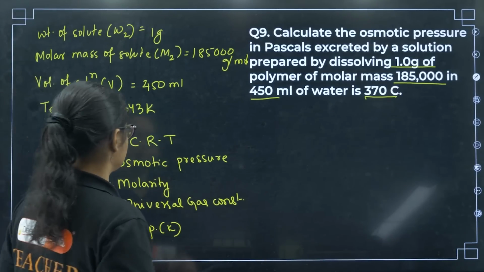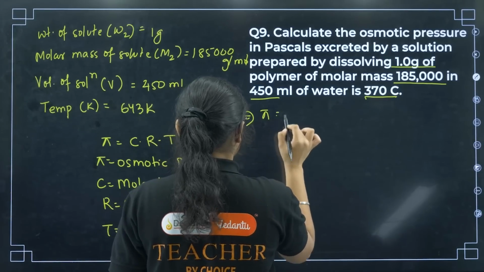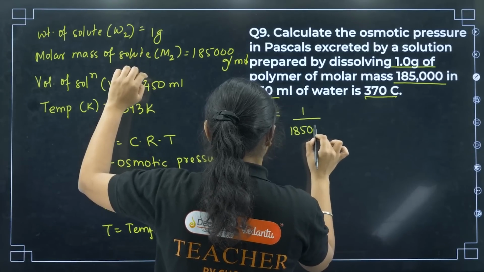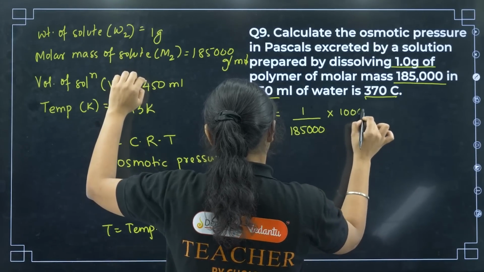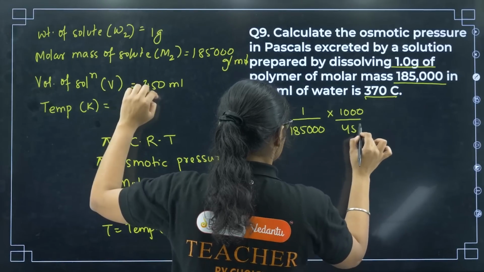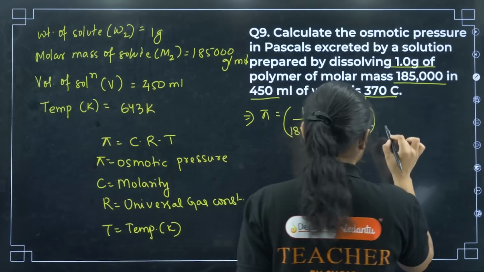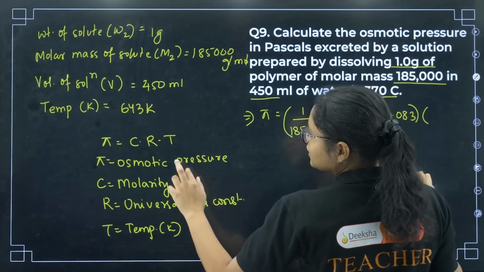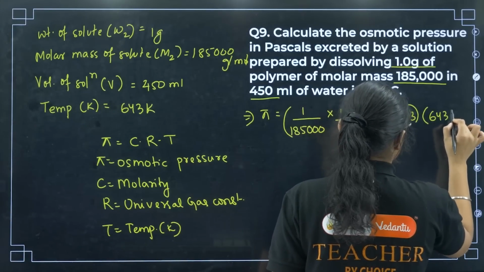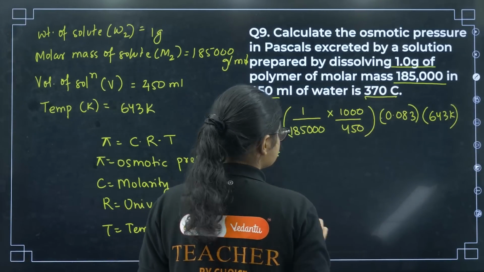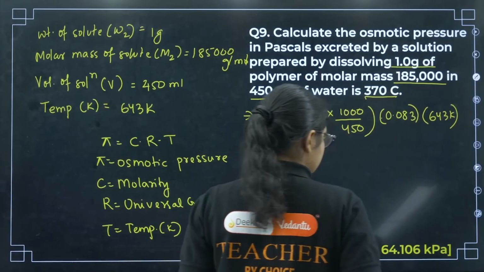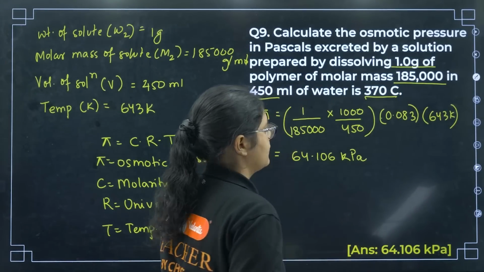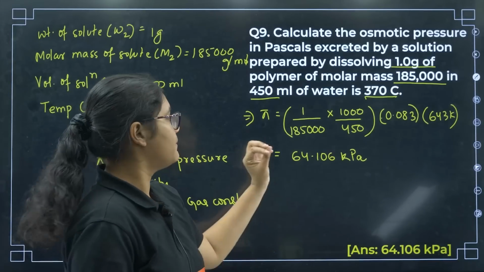Now I'll substitute the values here. So pi I have to calculate, C is what? Molarity, so 1 gram by 1,85,000 into 1000, by volume which is 450. Next R value is 0.083, temperature is 643 Kelvin. So now if I solve this, I will get around 64.106 kilopascal. Okay, so that is how you can calculate the pi value.